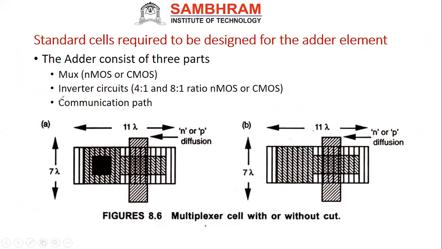Here the adder consists of 3 parts actually. What are the requirements? One is a mux, because we are implementing this full adder using mux logic. The mux can be NMOS based or CMOS based. Next, inverter circuits are required, in 4:1 or 8:1 ratio. It depends on us. We can use either 4:1 ratio or 8:1 ratio, NMOS or CMOS. Next, the communication path, which is just the interconnections. So only 2 important elements are required, that is the mux and the inverter.